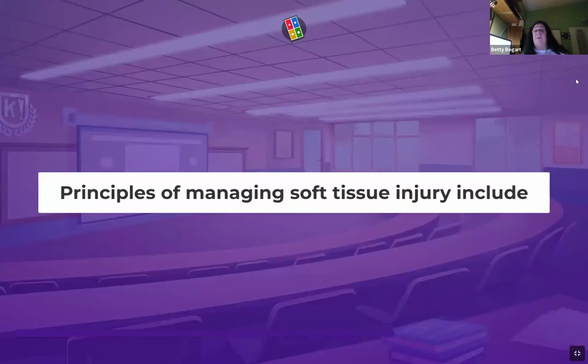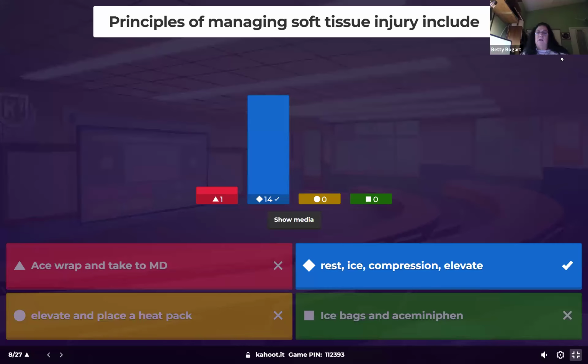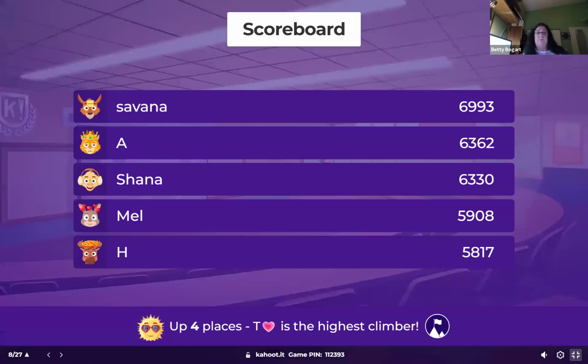Principles of managing soft tissue injury include, I've got a sprain. What am I going to do? So again, it's RICE. It's the acronym. We're going to rest it, ice it, compress it, and elevate it.